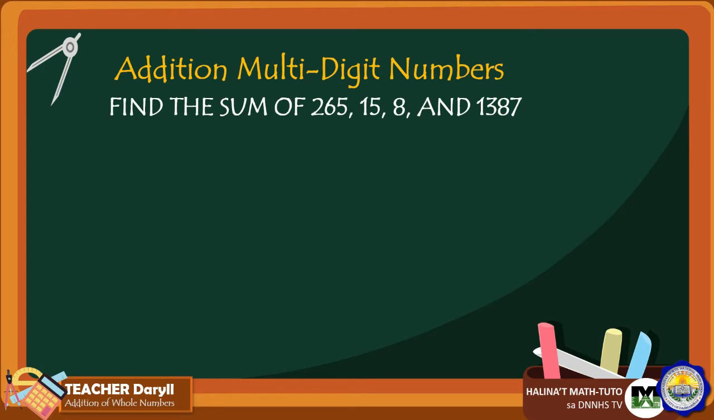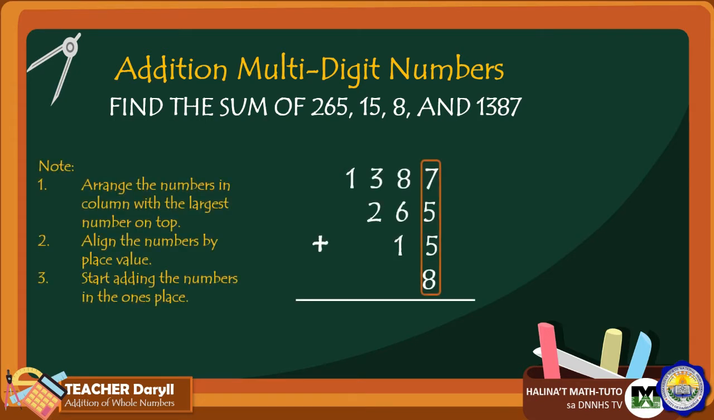For example, find the sum of 265, 15, 8, and 1,387. First, arrange the numbers in columns with the largest number on top and align the numbers by place value. Next, start adding the numbers in the ones place. Regroup if needed. So, we have 7 plus 5 plus 5 plus 8, and that is equal to 25. Copy 5 under the ones digit column and carry 2 over to the next column.